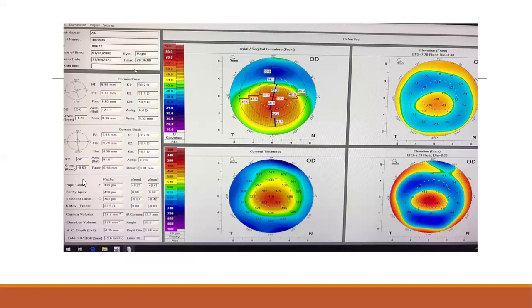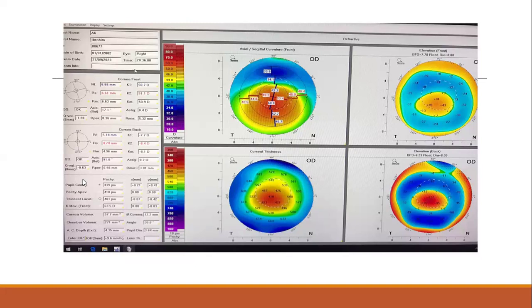The K readings: the K1 is 50.7, the K2 is 51. K max is 58.9. Yeah, so this is above normal. This is in the first picture, which is the axial sagittal map. This indicates keratoconus.